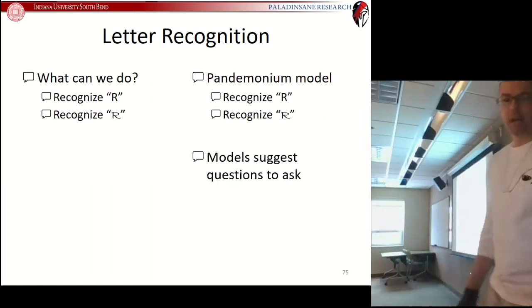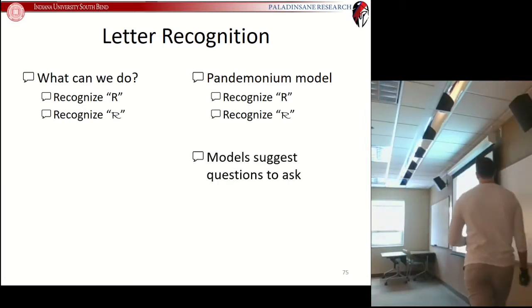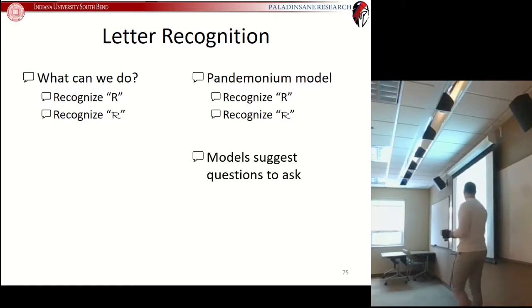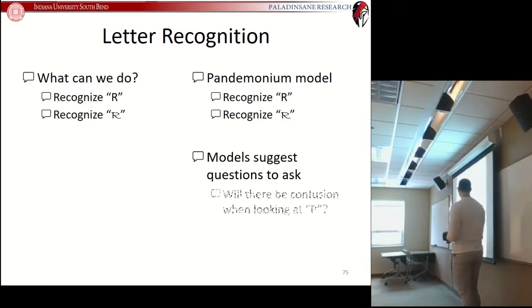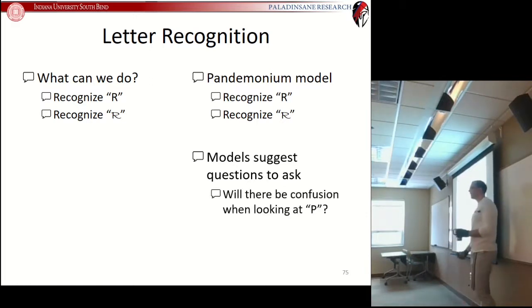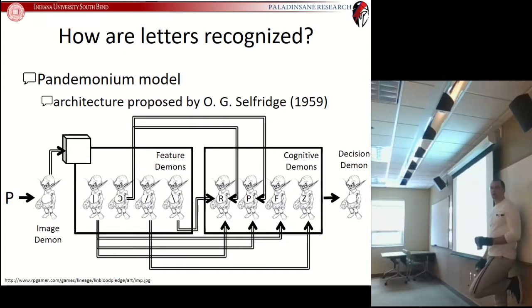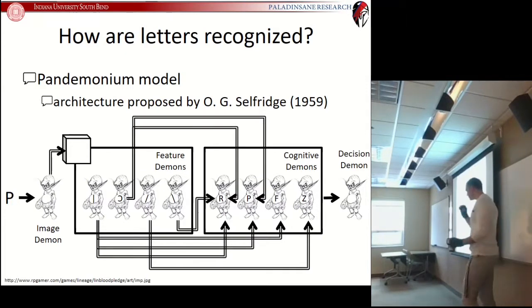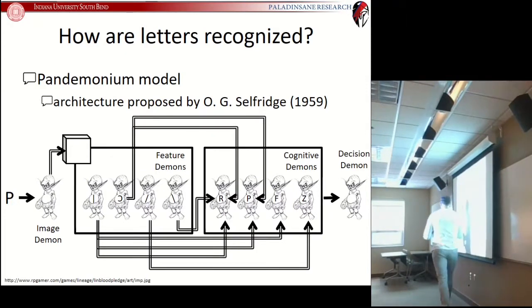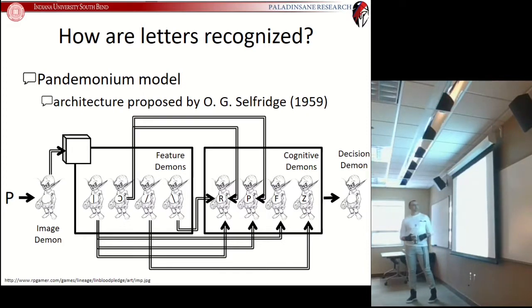All right, so again, I mentioned before that the model suggests questions that we should ask. So let's take a look at it now. So the Pandemonium model here, one of the questions that it can suggest is, will there be any confusion when you're looking at P? So this is a simplified version of the cognitive model, but what I want you to do for next class is a sort of exercise. Let's make sure that we're understanding how this model works.